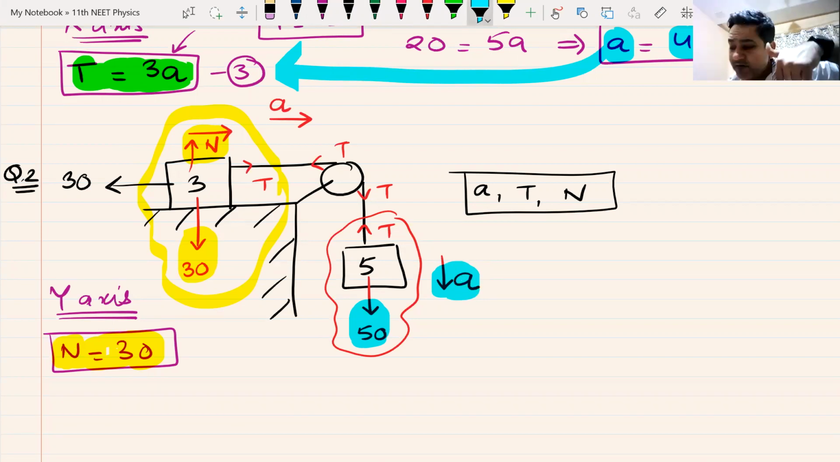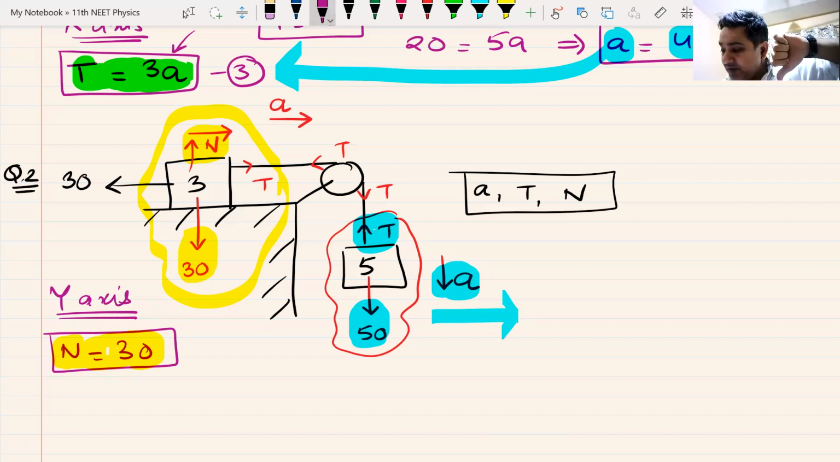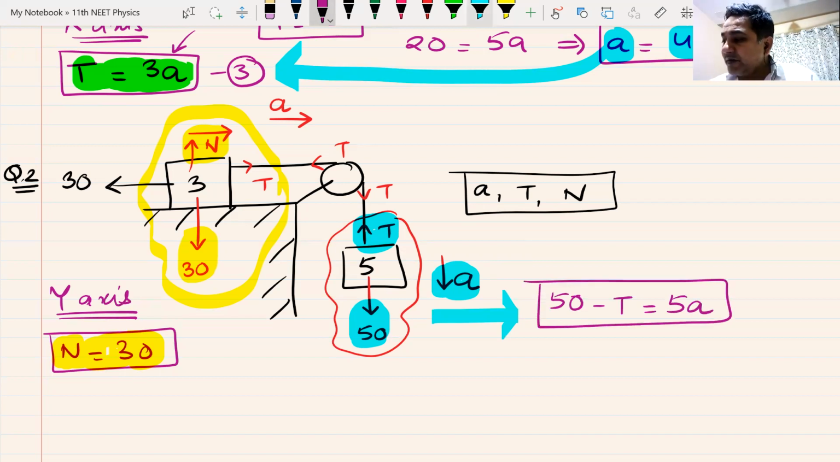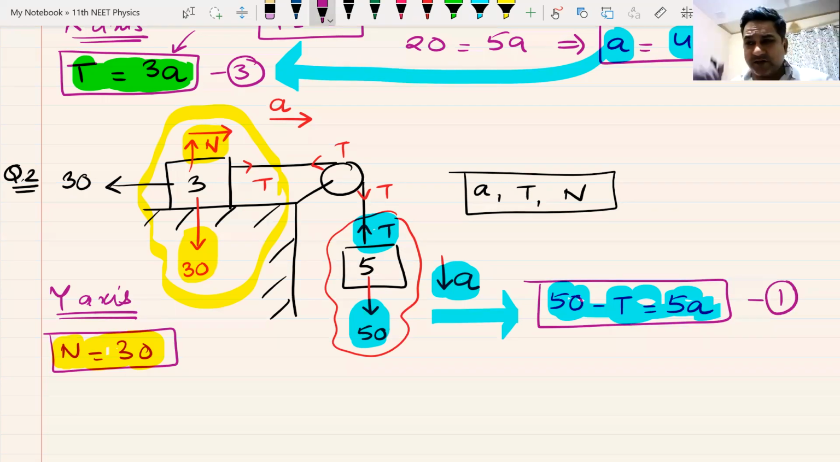Acceleration is downwards, 50 is downwards, T is upwards. What will be the equation now? Everyone knows the equation. The equation is 50 minus T is equal to MA. M is 5, so 5 into A. That becomes my blue equation, which is my equation number 1. Do we all agree on this equation? 50 minus T is equal to 5A, equation number 1.